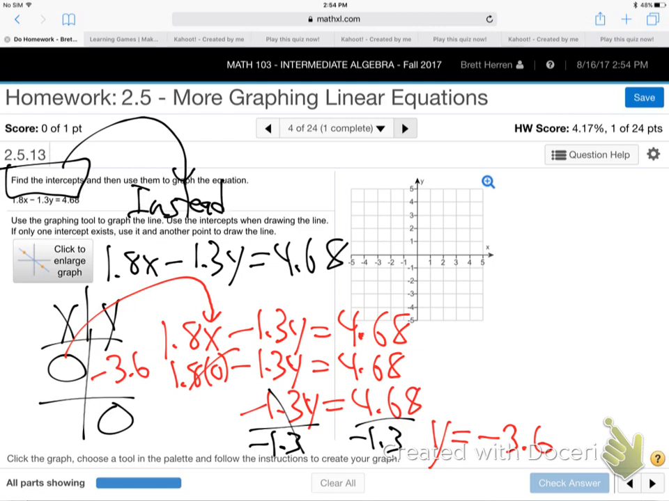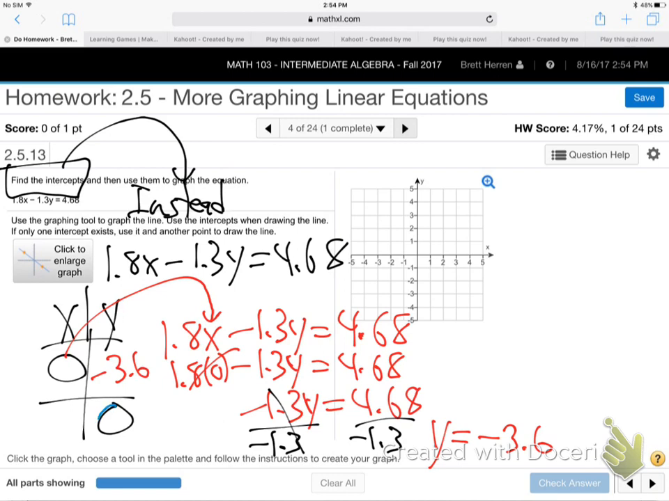So this is something special we have to do that you won't have to do on the test, because they want me to find the intercepts and they gave me ugly decimals. I think this is the only problem of its kind in the homework. So, good so far?